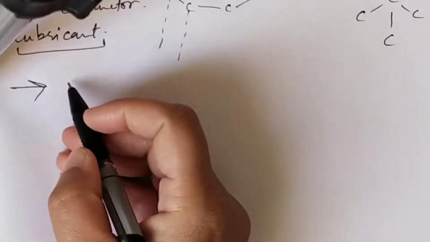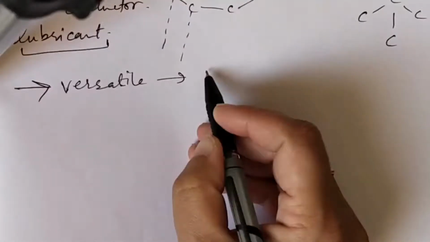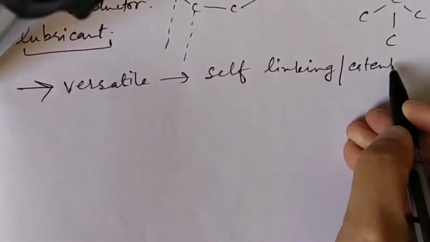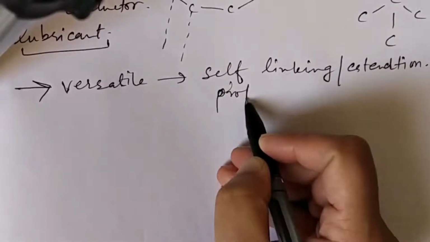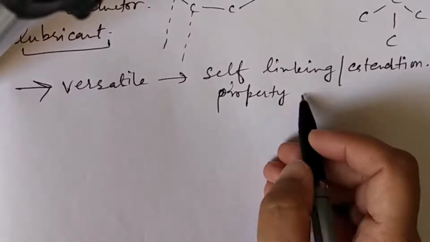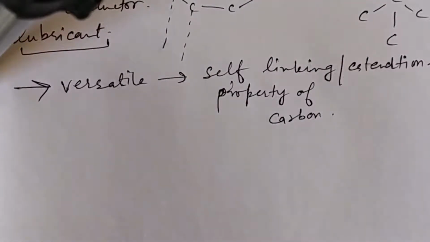So here comes the most important and basic concept that we are going to discuss in detail in this chapter: the property of carbon that makes it versatile in nature is its self-linking property, or catenation. What is the property called? Catenation. Catenation is the self-linking property of an element with the same kind of element. It is the self-linking property of carbon, which carbon shows in almost all its organic compounds.